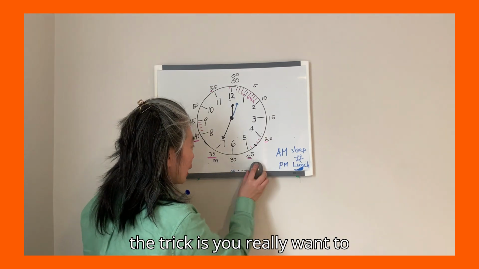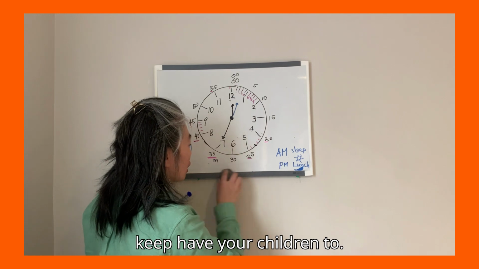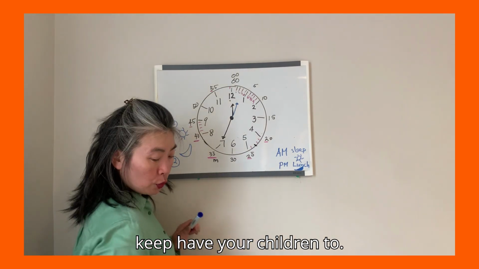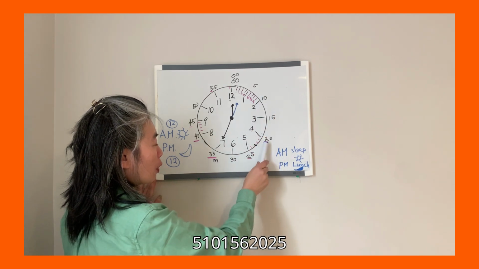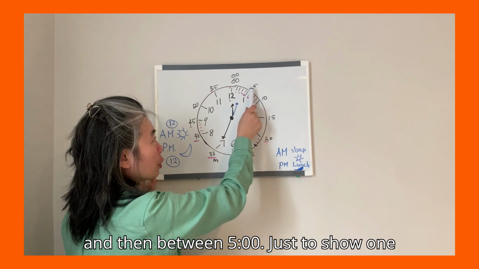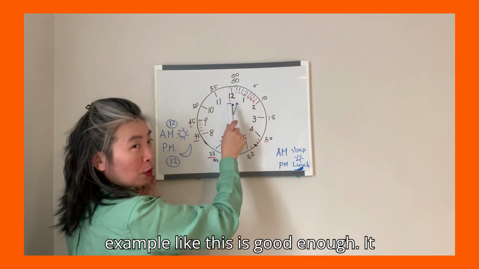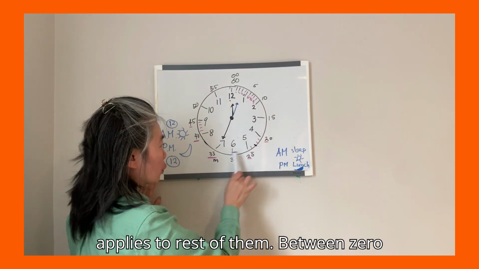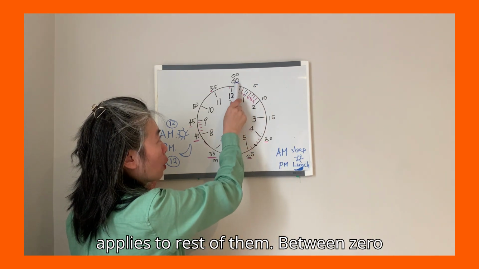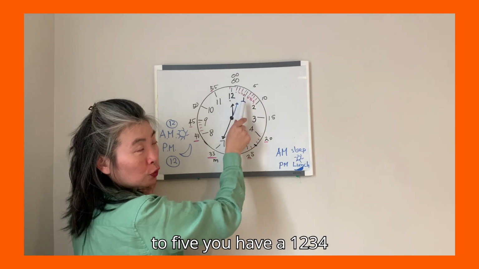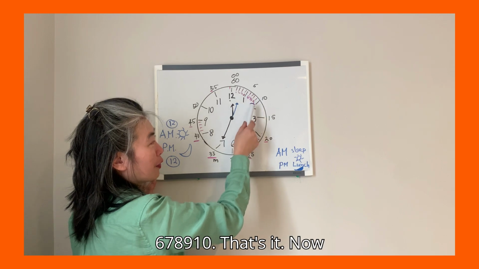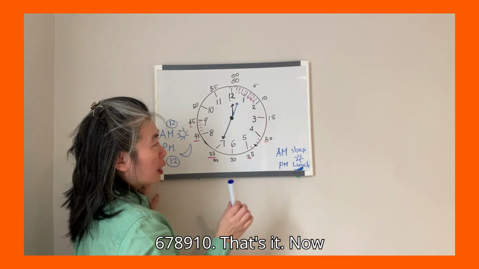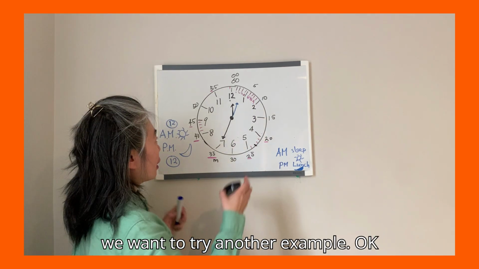So the trick is, you really want your children to write 5, 10, 15, 20, 25. And then between the 5s, just showing one example like this is good enough. It applies to the rest of them. Between 0 and 5, you have 1, 2, 3, 4. And then between 5 and 10, you have 6, 7, 8, 9, 10. That's it. Now we want to try another example.